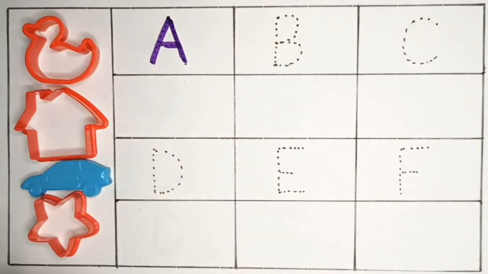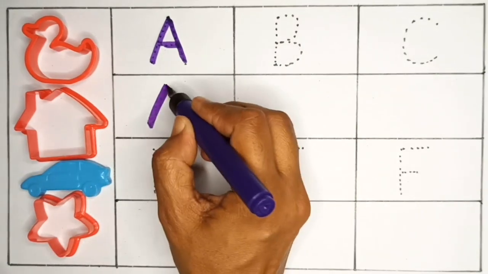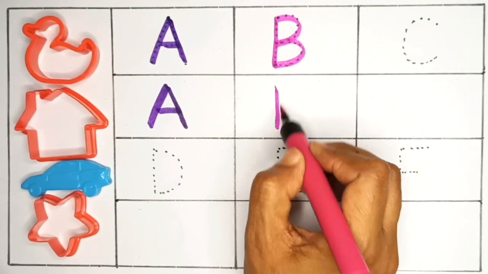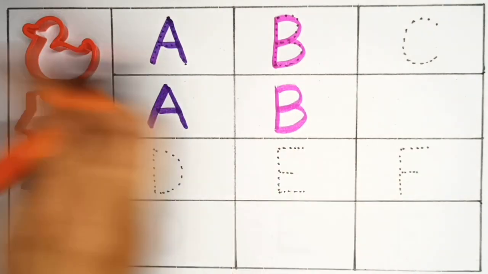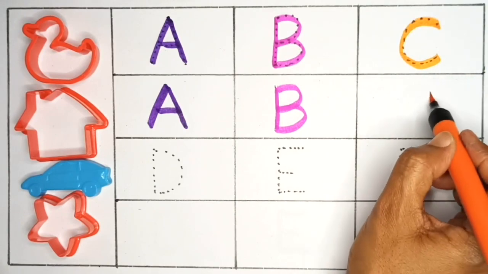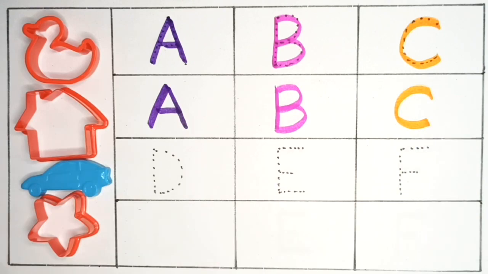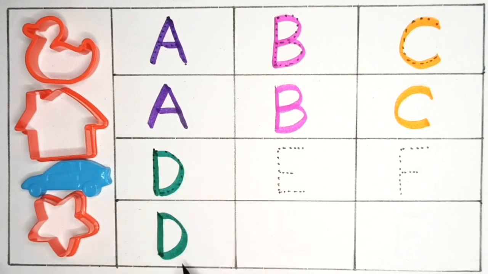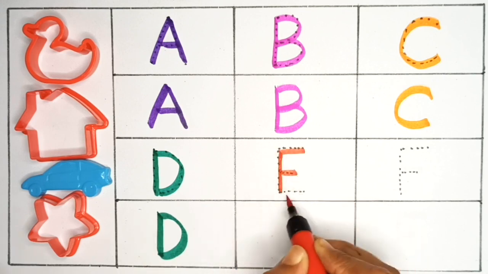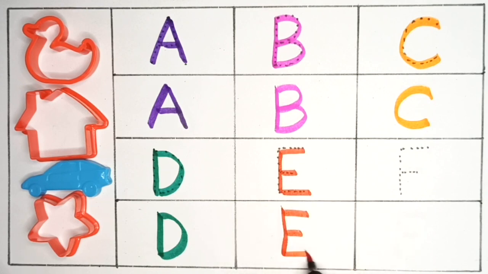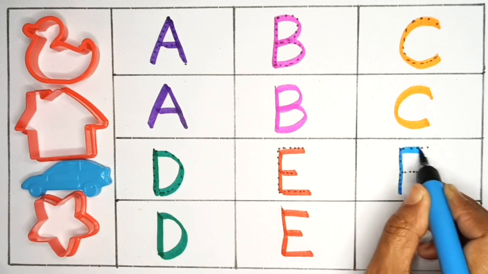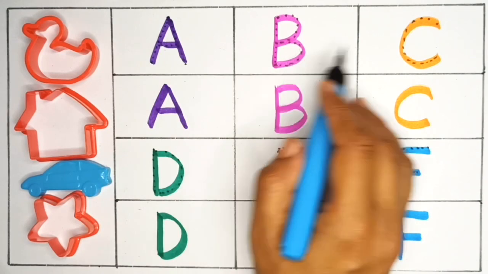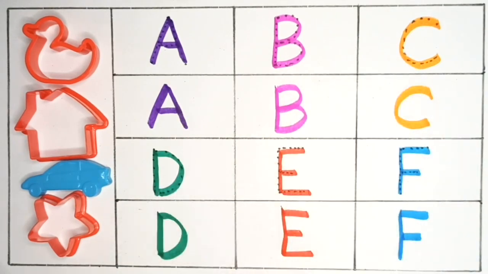A for apple. B for ball. C for cat. D for dog. E for elephant. F for fish. A B C D E F. Thank you.